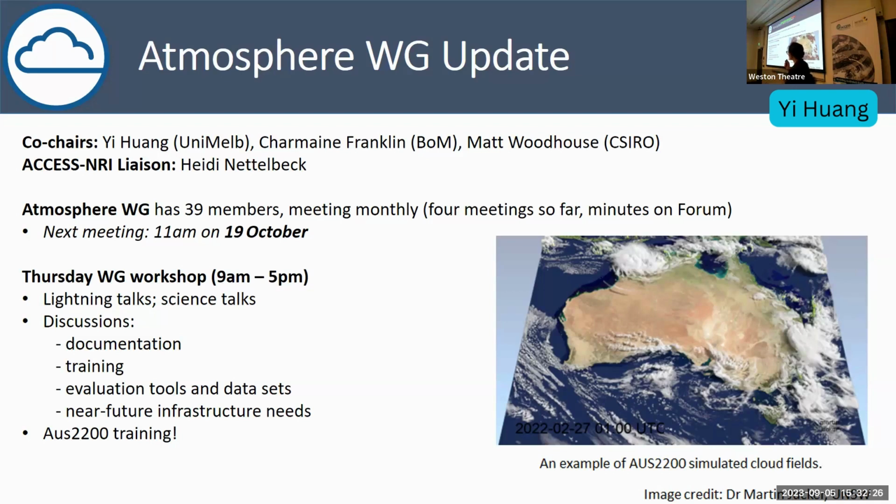So on Thursday this week, we will be running a working group workshop where we've organized a number of really interesting talks as well as a discussion session where we're going to discuss what the community needs in terms of documentation, training, evaluation tools and data sets, and new feature infrastructure as well. And we'll be running an ACCESS-rAM training in the afternoon, so people will get some hands-on experience in running our ACCESS regional model for real. So I'll see some of you there.